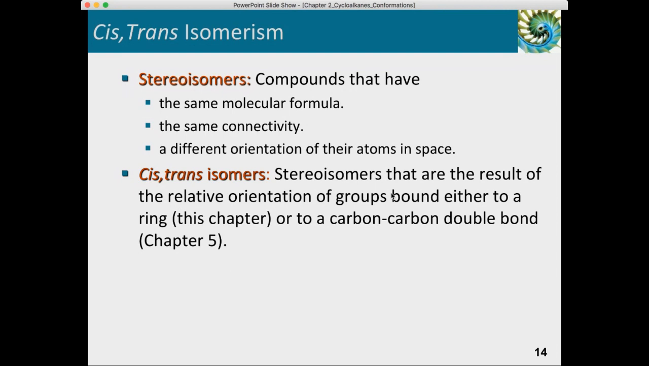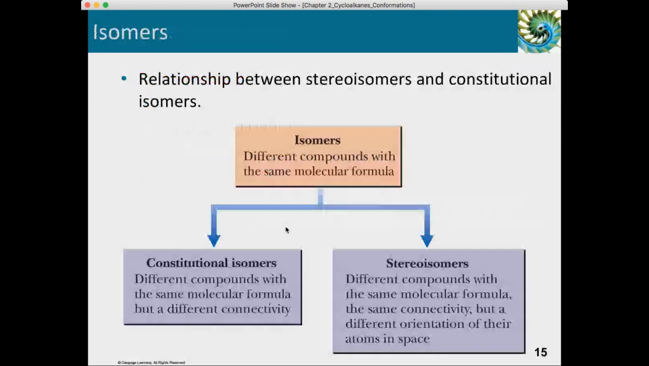And these are stereoisomers resulting from the relative orientation of groups, which are bonded either to the ring or to a carbon-carbon double bond, which we will see later on in alkenes. Okay, so let's see what cis-trans isomers are in the context of cycloalkanes.